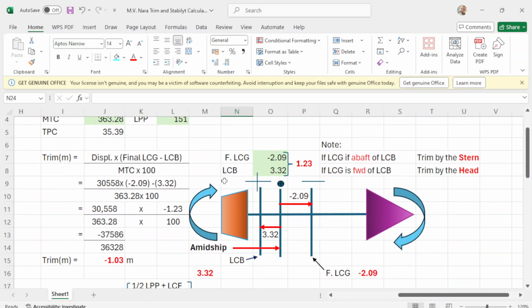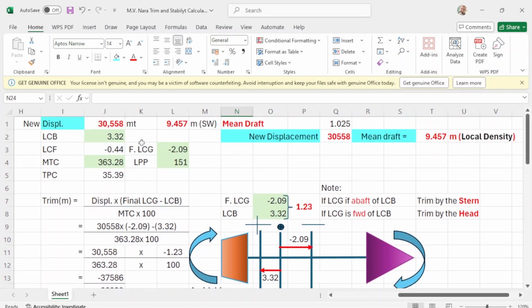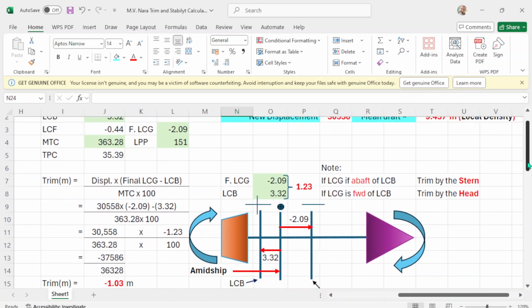Then your LCB, which is 3.32. When you say positive, it is aft of the vessel, behind, that's why it's positive. So from midship, you measure backward about 3.2, let's say around here. That will be your LCB. Now we have our LCG and our LCB, and our displacement is how much? 30,558.